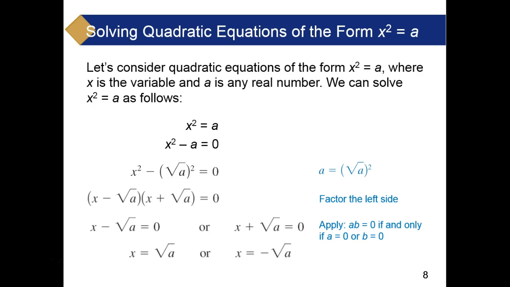If that was 4, then this would be x equal square root of 4, which is 2, or x equal negative square root of 4. And what's square root of 4? 2. So that would be x equal 2 or x equal negative 2.